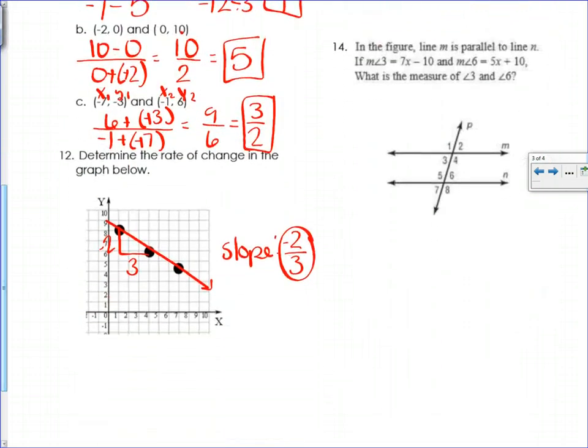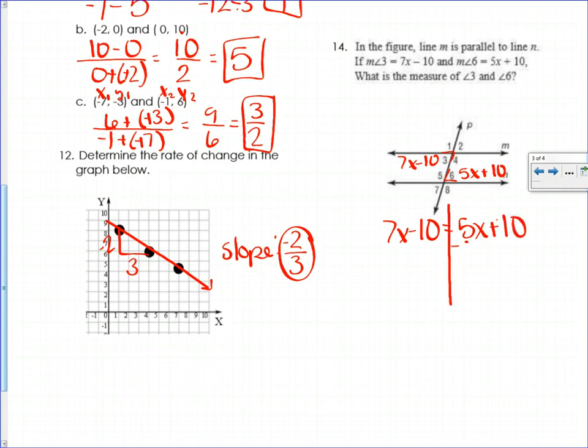Number 14. In the figure, line M is parallel to line N. The measure of angle 3 is 7x minus 10, so I label angle 3 with that. And angle 6 is 5x plus 10. What is the measure of angle 3 and angle 6? So first we have to find x. These two angles are congruent, so we set them equal to each other.